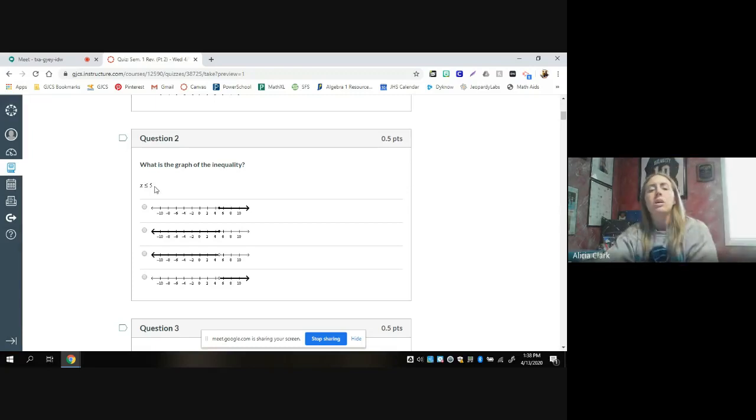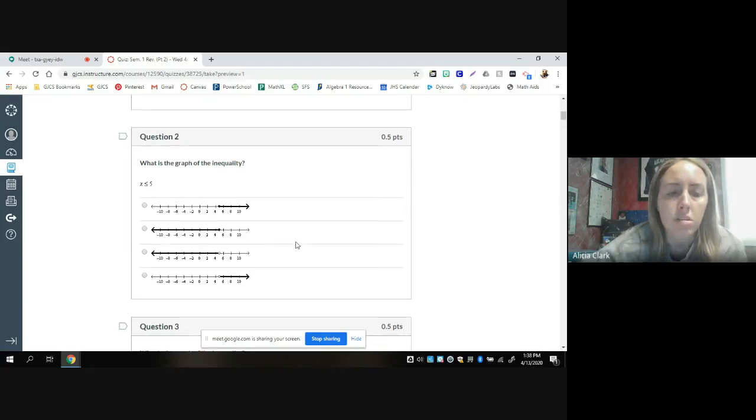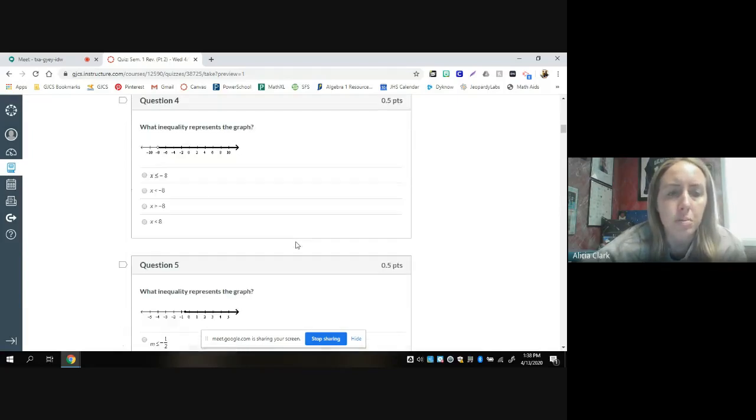Remember that the arrow has to be going the way that matches the numbers. So for example, number 2 says x is less than or equal to 5. So you'd want your arrow to be going towards the smaller numbers, which would be either this one or this one. So a couple things to just remember about inequalities.